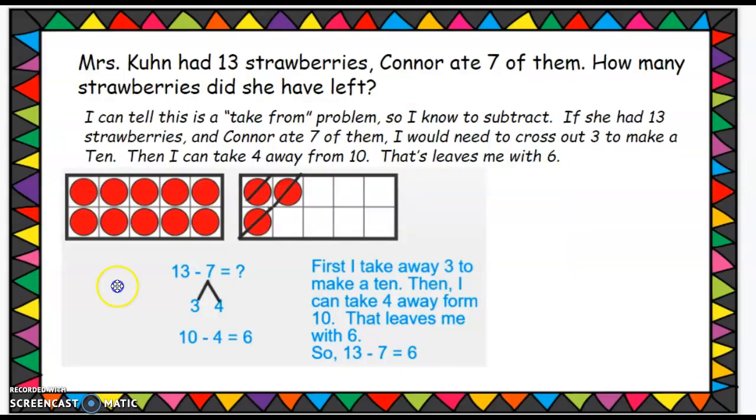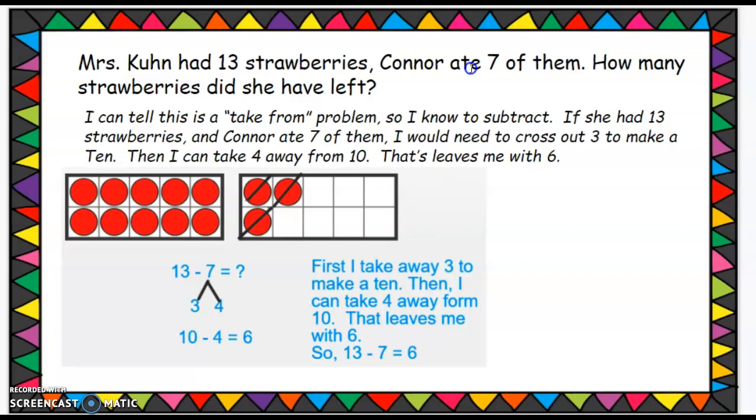Let's look at another example right here. Miss Kuhn had 13 strawberries. Connor ate 7 of them. How many strawberries did she have left? This is a take from problem. So I know I have to subtract. Because if you eat strawberries, they are gone, right? How many did she have left is a key word. How many are left? That means some are gone.